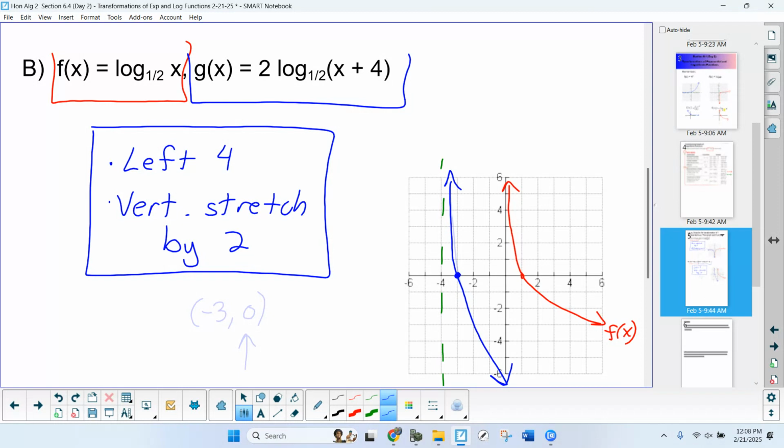So again, what do you have to show me? What am I going to check? Just like you should have checked on your homework last night. Asymptote. Move your asymptote. This key point, move it. Those 2 things. And then the general shape. What do you guys think about those 2? Are we good there? All righty.